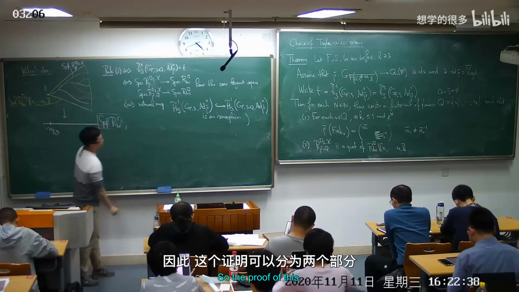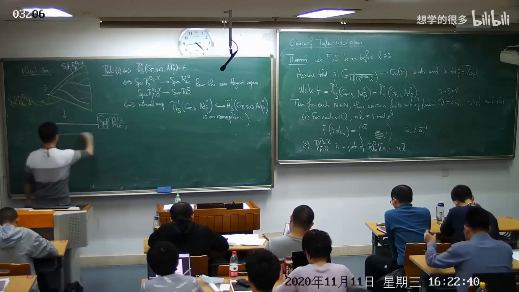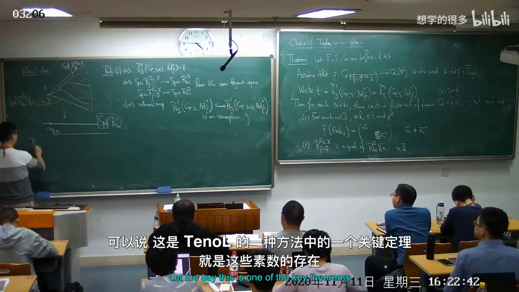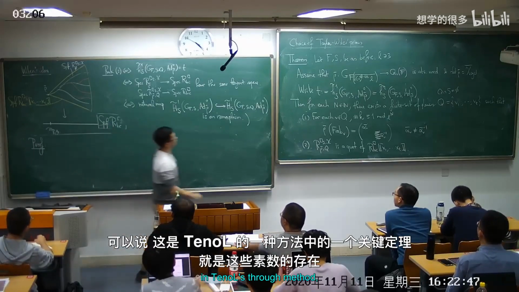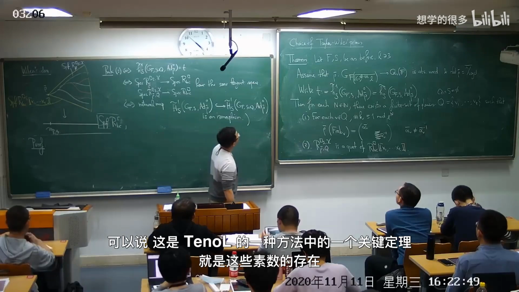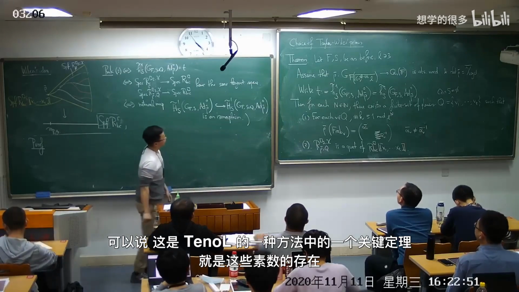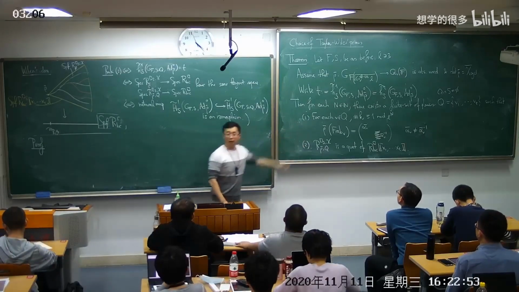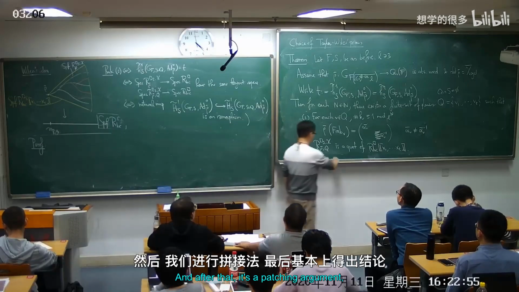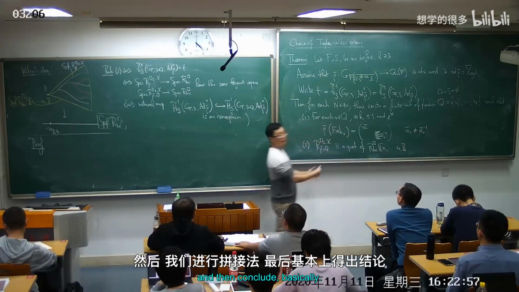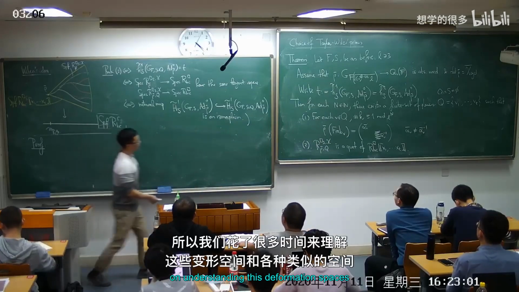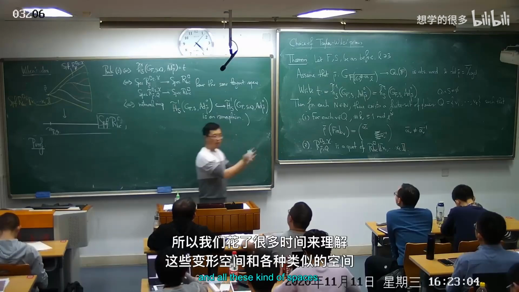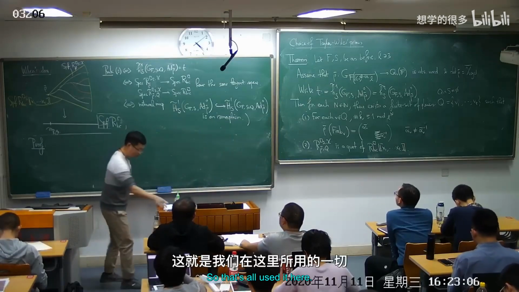So the proof of this essentially breaks up into two parts. Let me say this is one of the key theorems in the Taylor-Wiles method, namely the existence of these primes. And after that, just a patching argument, and then conclude, basically. So that's why we spend so much time on understanding these deformation spaces and all these tangent spaces. So that's all used in here.